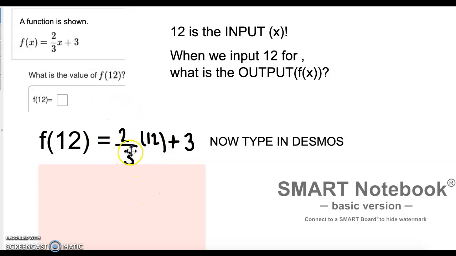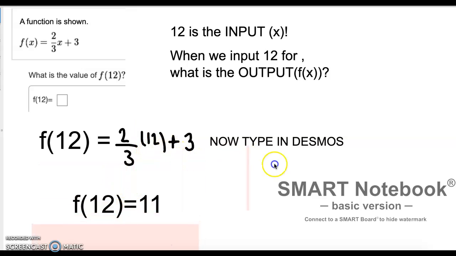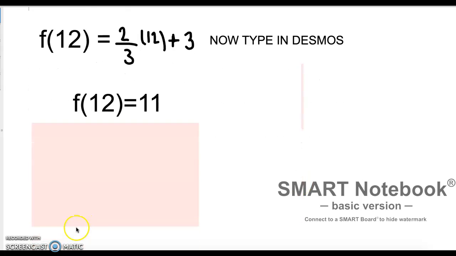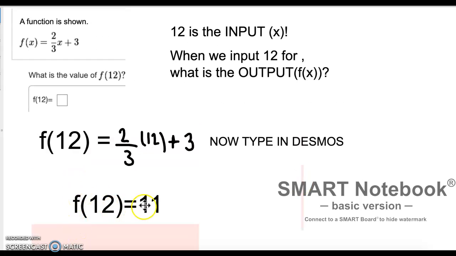Once we get to this step, once we've substituted in our input, you can take the right-hand side of your equation here, and you're just going to type that in Desmos. So you're going to go to Desmos, and type in 2/3 times 12 plus 3. When you do that, you're going to get 11. So here we're going to use our proper notation. We're going to say f of 12 is equal to 11. So again, in function notation, this is telling us I took my function f. I input a value of 12. When I input 12, 11 is my output.